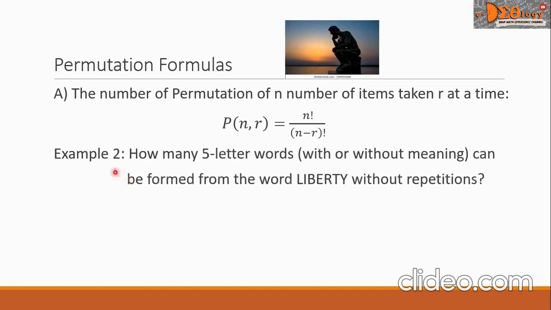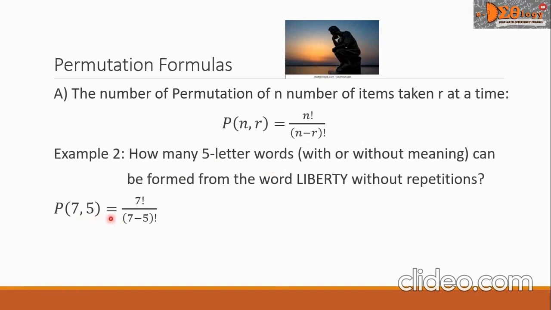Let's have example 2. How many 5-letter words, so this is with or without meaning, can be formed from the word liberty without repetitions? So our formula is P of 7, 5. The number 7 comes from the number of letters in the word liberty. And this 5 is the 5-letter word that is required in the problem.